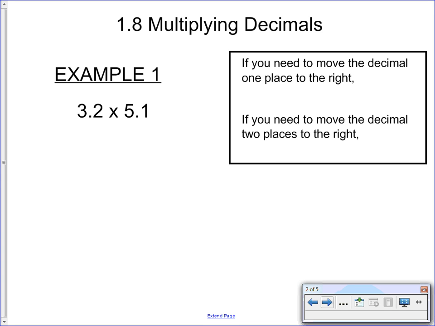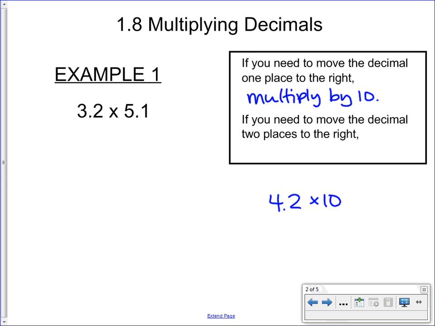Did you know that if you need to move the decimal one place to the right in a number, you can multiply by 10? For example, the number 4.2. If you want to make that into a whole number, 42, all you have to do is multiply by 10, and that equals 42. Multiplying a number by 10 is the same as moving the decimal place one spot to the right.